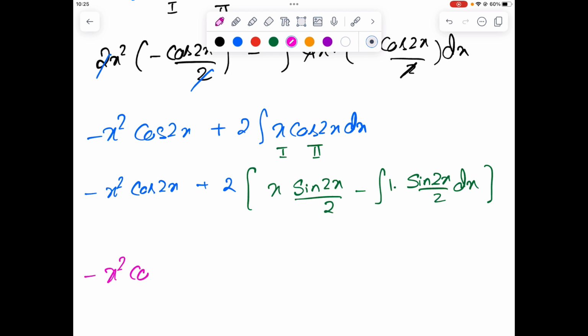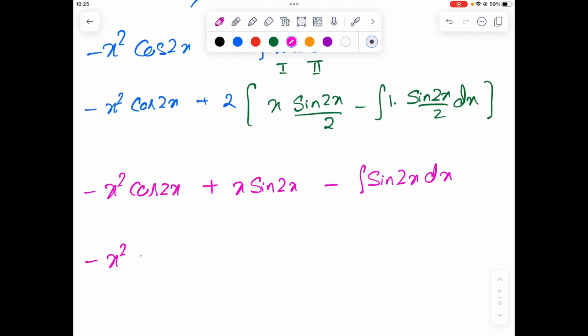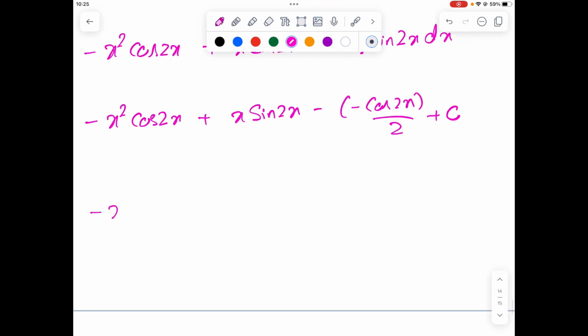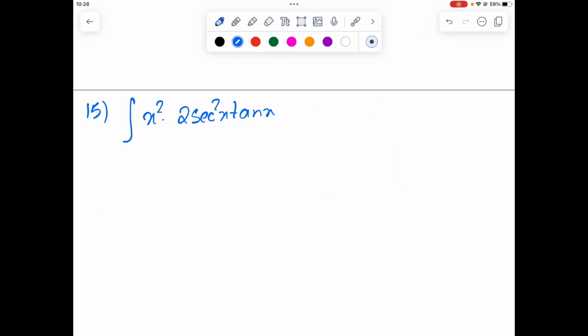Minus x square cos 2x, 2 gets cancelled, plus x sine 2x, minus, 2 gets cancelled, integral of sine 2x. So negative x square cos 2x plus x sine 2x minus, sine 2x integral is negative cos 2x upon 2, plus c. This is going to be the answer. So I clean up and write negative x square cos 2x plus x sine 2x plus 1 upon 2 cos 2x plus c. Into question number 15.